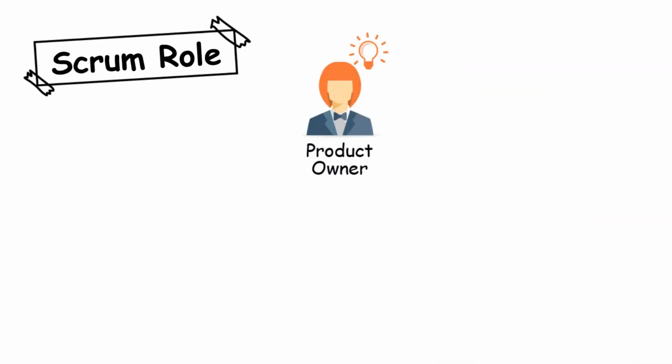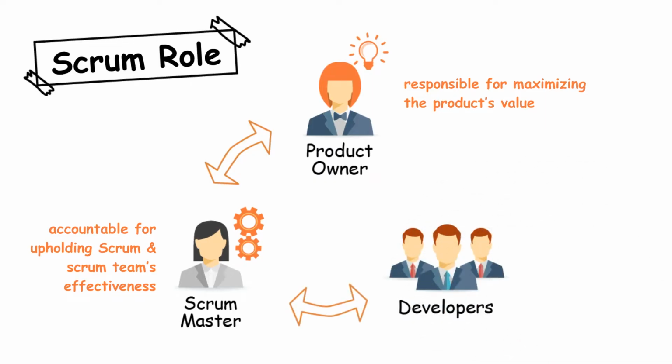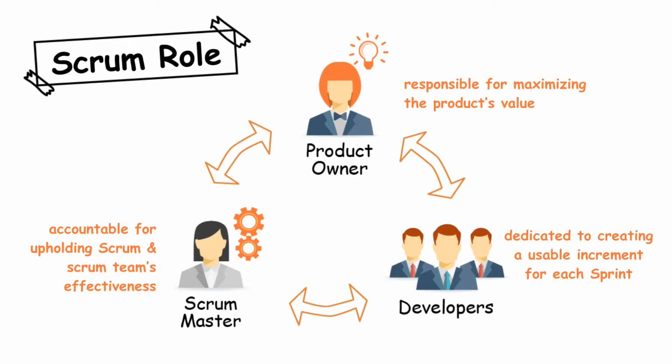Product Owner. According to the Scrum Guide, the product owner is responsible for maximizing the product's value, resulting from the Scrum team's work. Scrum Master. The Scrum Master is accountable for upholding Scrum and the Scrum team's effectiveness. They also see to it that the team follows agreed processes and practices. Developers. As per the Scrum Guide, Scrum developers are members dedicated to creating any feature of a usable increment for each sprint.